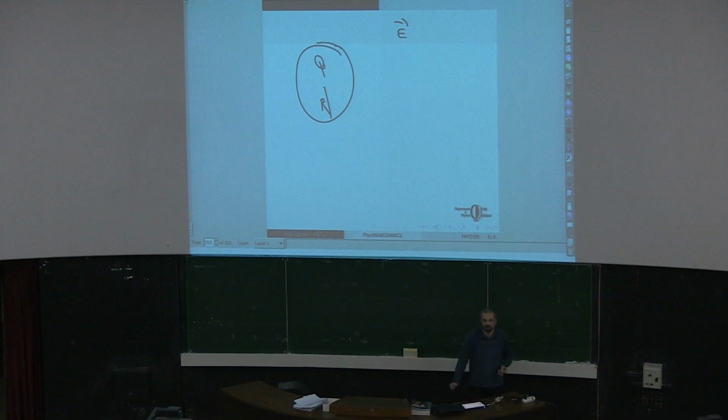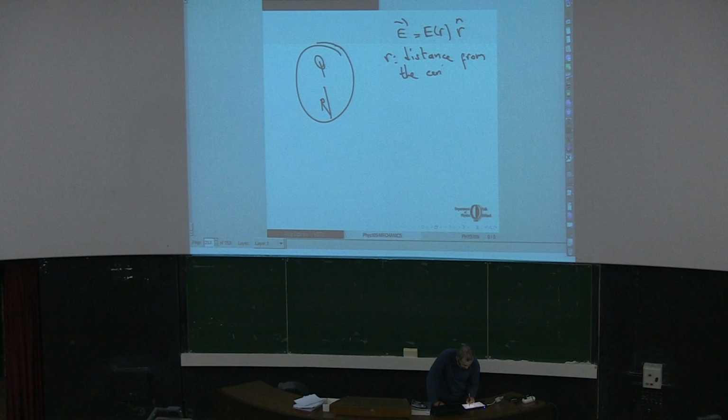A sphere. Why? How do we know the symmetry? How do you use the symmetry? Well, the electric field can only depend on the radial distance from the center, and it is in the radial direction. Now, r is the distance from the center of the sphere.